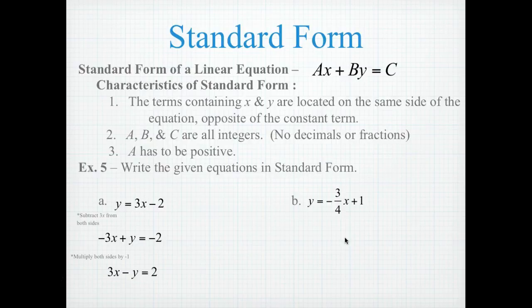For the equation on the right, y equals negative 3/4 x plus 1, I start by adding 3/4 x to both sides in order to get x and y on the same side of the equation. Next, I need to eliminate the fraction. I can't have 3/4 as a value for A, so I multiply the entire equation by 4, eliminating the fraction, and transforming my equation into 3x plus 4y equals 4.